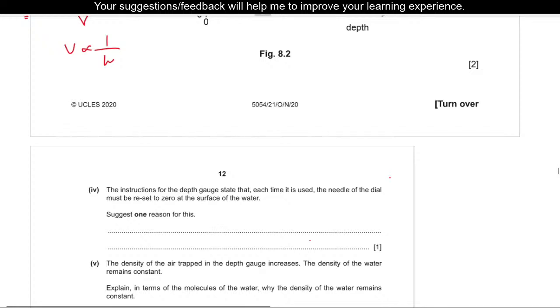Okay ji, the instructions for the depth gauge state that each time it is used, the needle of the dial must be reset to 0 at the surface of the water. Suggest one reason for this. So now it is your turn. Please use the option of chat and suggest one reason for this.